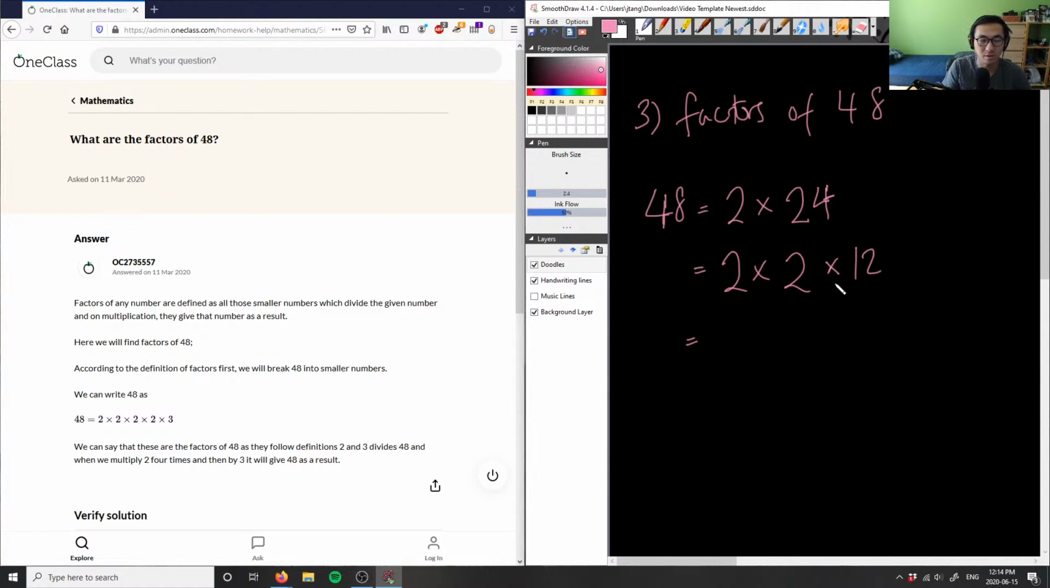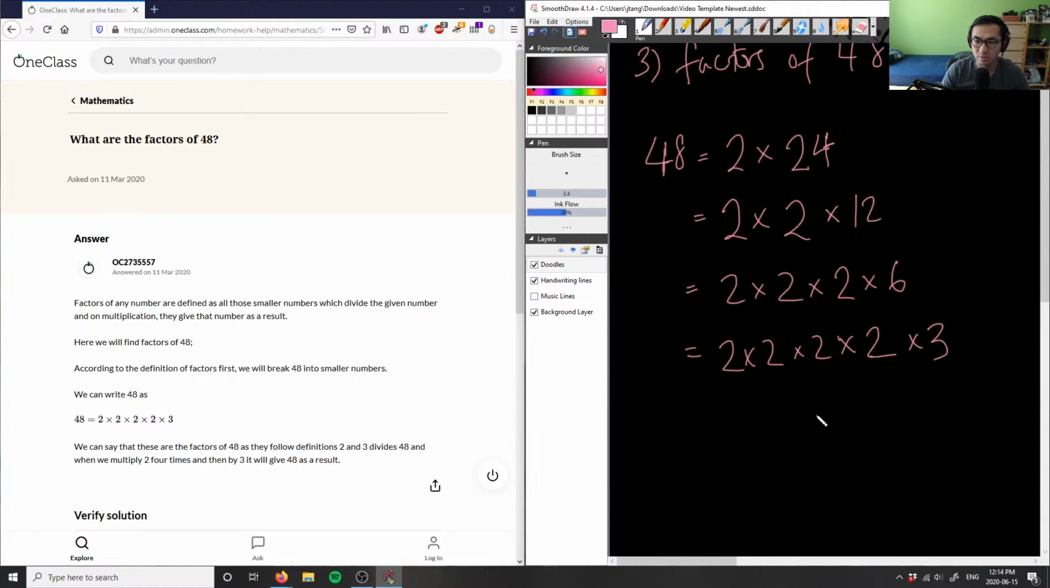And then I take 12, and I realize that it's an even number, which means 2 must be another factor. So I can break it down by 2. 12 divided by 2 is equal to 6. And then finally, 6 here can be broken down again, because I know that 6 is an even number, which means 2 must also be a prime factor. And 6 divided by 2 is equal to 3. And now we stop here because 3 is a prime number in itself. So the prime factors of 48 are 2, 2, 2, 2, 3.